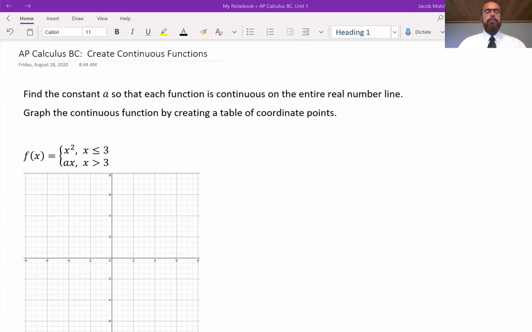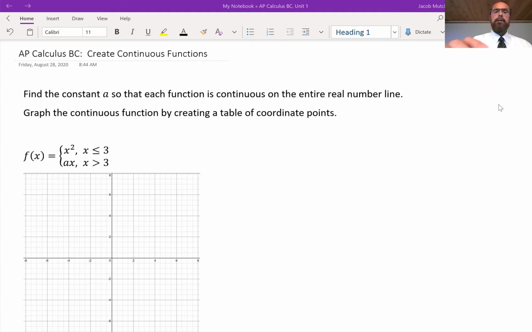So our first function is here, this piecewise function f of x equals, in one case, x squared, and that's when x is less than or equal to 3. And when x is greater than 3, it passes over to this linear function ax. So for sure, our first goal is to solve for that a. A is a constant, some number. Our goal is to find the value of a that would make this piecewise function continuous.